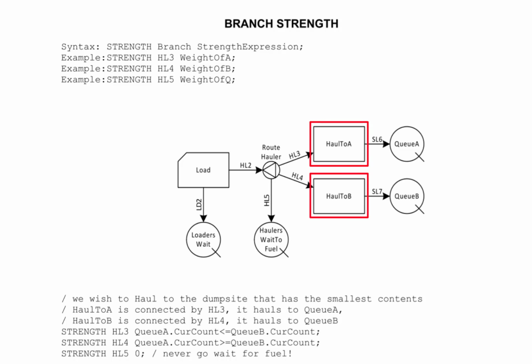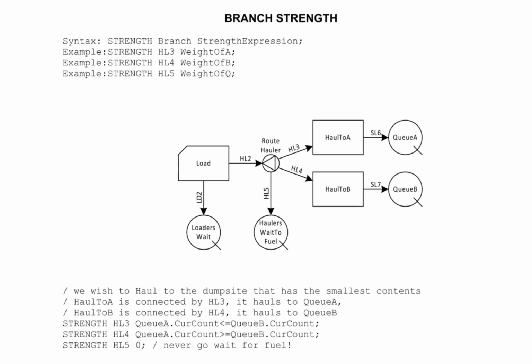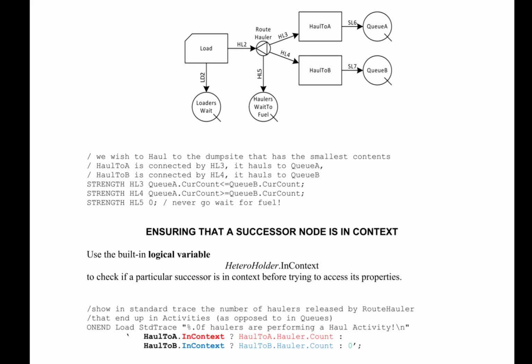Oftentimes, when working with forks, it is necessary to know if a particular node has created an instance. This can be determined by using the logical variable ActivityName.inContext. This variable allows us to check if a particular successor is in context, that is, it has created an instance, before trying to access its properties.